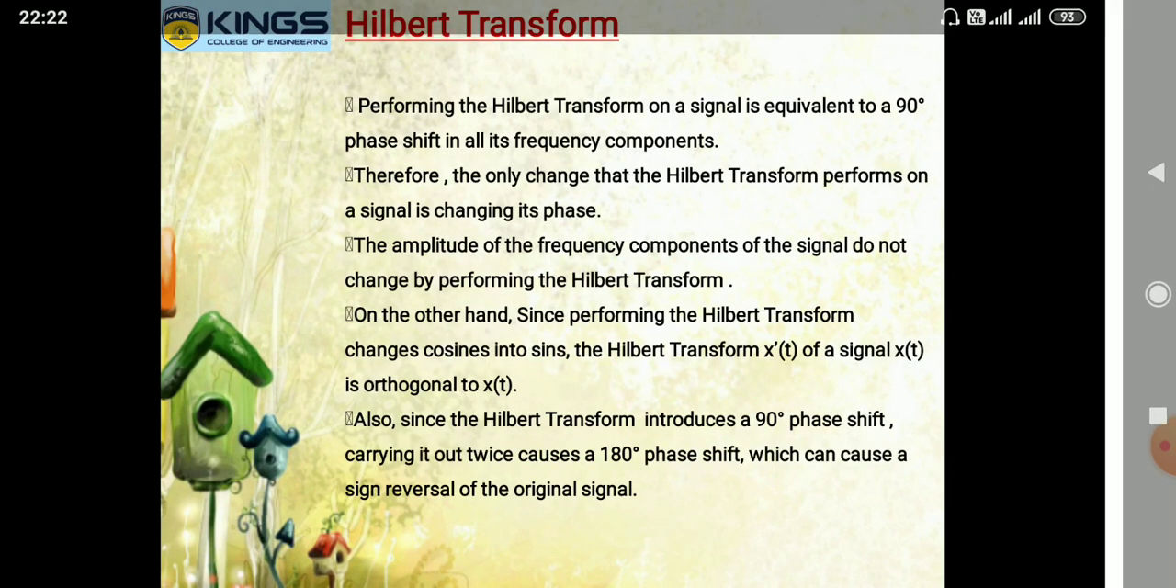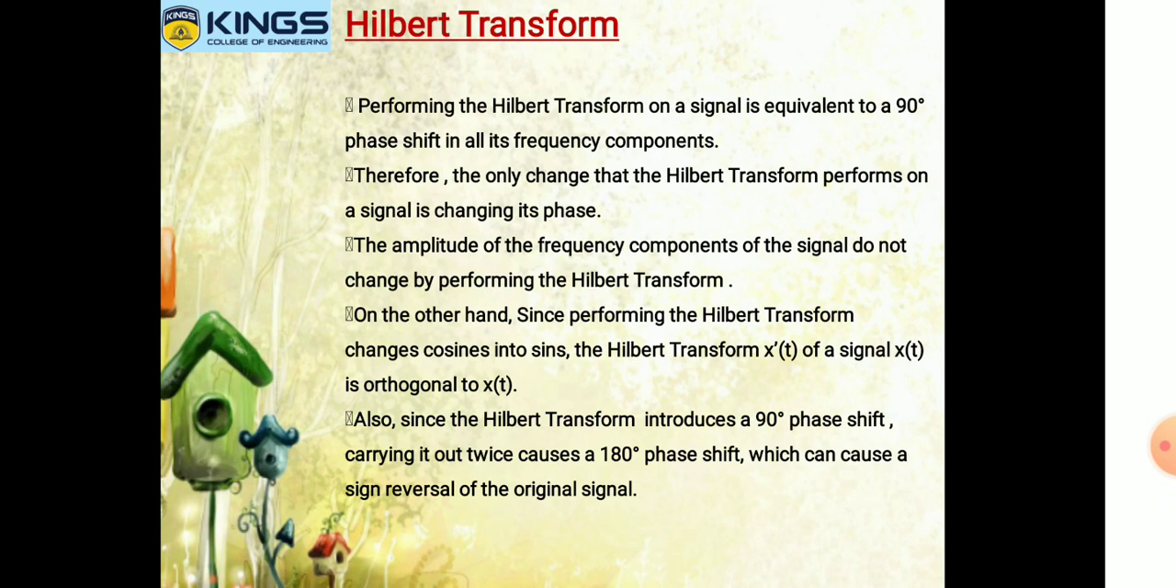Hilbert Transform. First, we will see the idea behind the Hilbert Transform. Performing the Hilbert transform on a signal is equivalent to a 90-degree phase shift in all its frequency components. Therefore, the only change that the Hilbert transform performs on a signal is changing its phase. The amplitude of the frequency components of the signal do not change by performing the Hilbert transform.